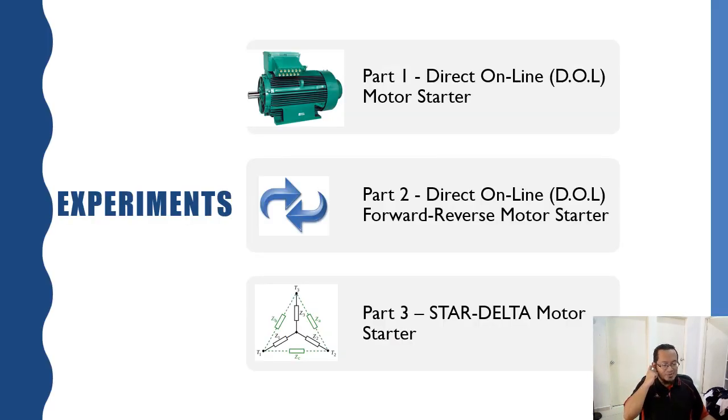In the motor starter experiment section, there will be 3 parts. For part 1, you will construct a circuit called a direct online motor starter. The second part is the direct online forward reverse motor starter circuit, and the last one is a star delta motor starter. Each part will be briefed to you, and you need to contact your individual instructor on how to arrange the session for the detailed technical briefing about the experiment.